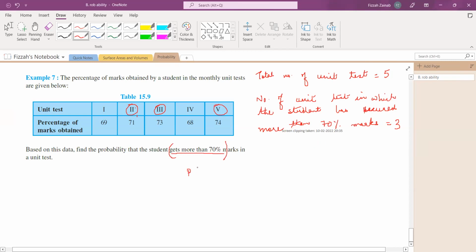So write probability of scoring more than 70% marks. So what will be equal to? See, the number of tests in which the student is scoring more than 70% are 3, right? And the total number of unit tests which are held are 5. So 3 by 5 is the probability. Now you can convert it into decimal. So this will be 0.6. 0.6 is the answer. Is it okay? Yes, ma'am. Okay. Next question.